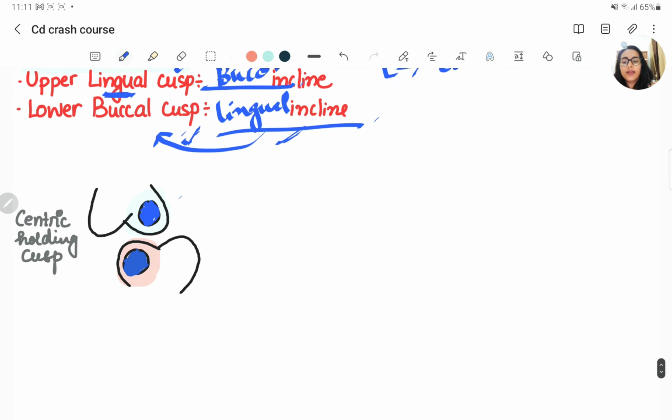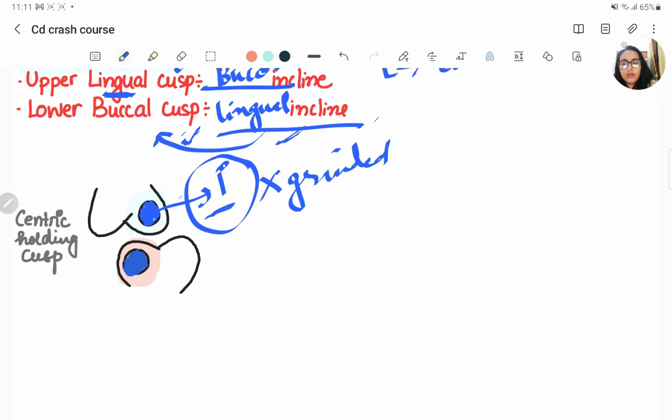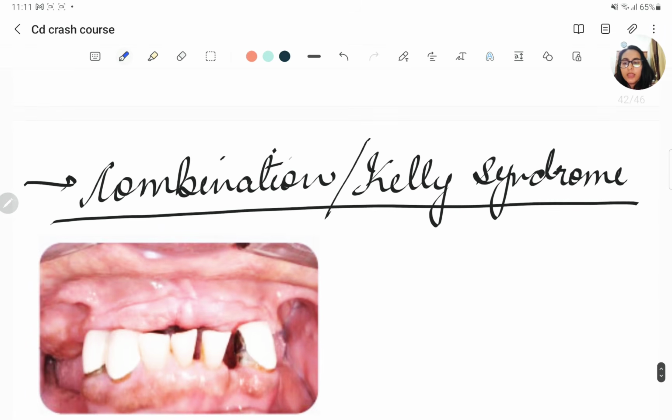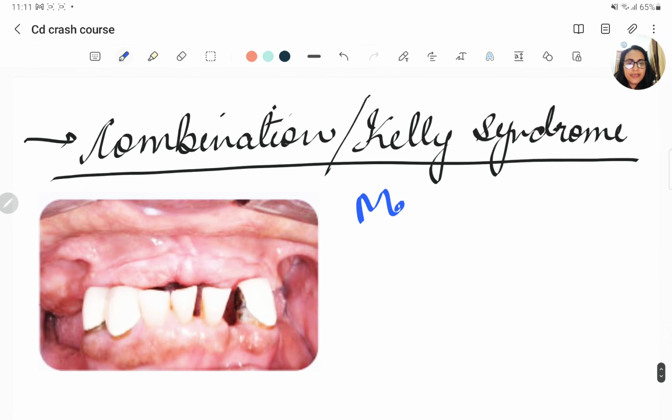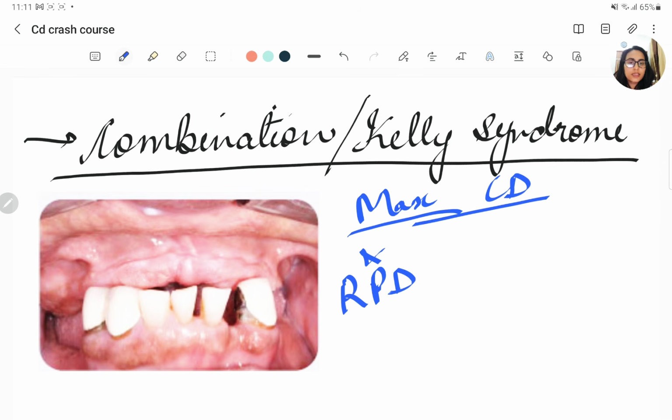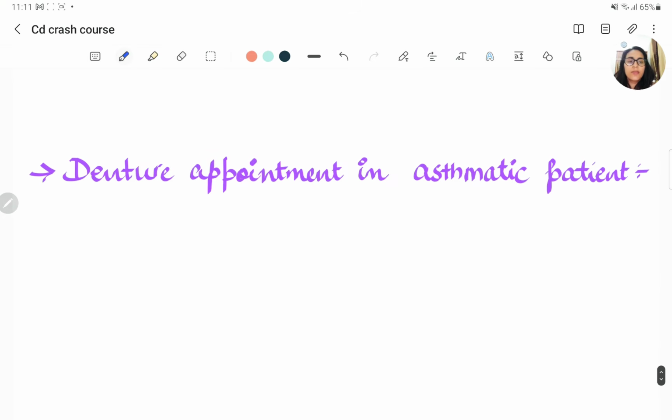Remember, the centric holding cusps are never grinded, especially the primary cusp, which is the palatal cusp. So the palatal cusp is never grinded. And the secondary cusp is the buccal cusp of the lower. Then we have the combination syndrome, in which the maxillary, the patient is having a complete denture, and the mandible, we have RPD with a distal extension. That means teeth are only present in the mandibular anterior part. Distal extension in the RPD. So denture appointment in the asthmatic patient is given in the afternoons.